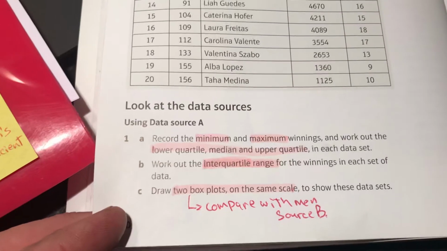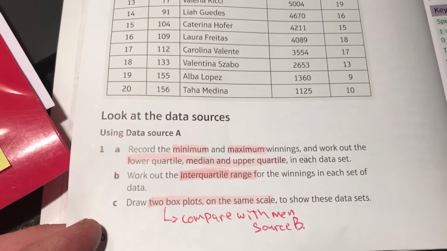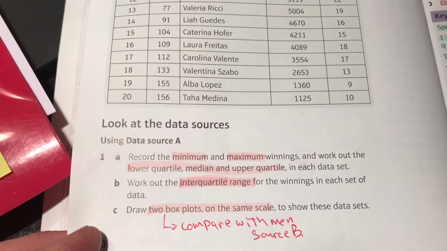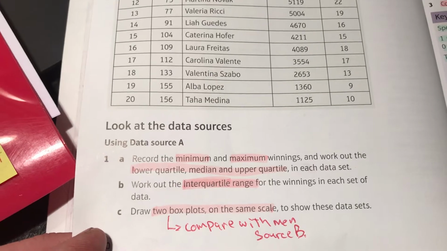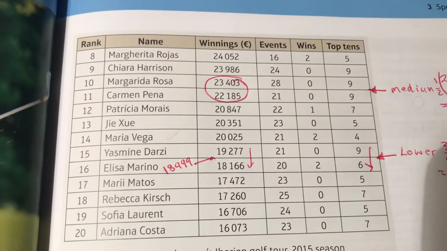The skills for this first video are to record the minimum and maximum winnings, work out the lower quartile, the median and the upper quartile, find the interquartile range, and then compare the ladies and the male golfers. If I look at this first section, there are 20 female golfers.